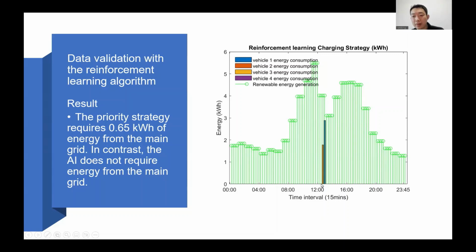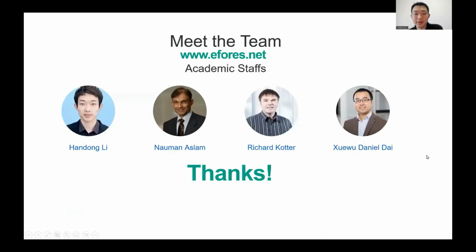Because you can stay here for quite a long time compared with our original data, it doesn't matter if you want to charge at this time or next time. So with this, it can save energies. This is what the algorithm tells you: if you do this, you can save energies. You don't need to borrow energies from the main grid. So this is our result here.